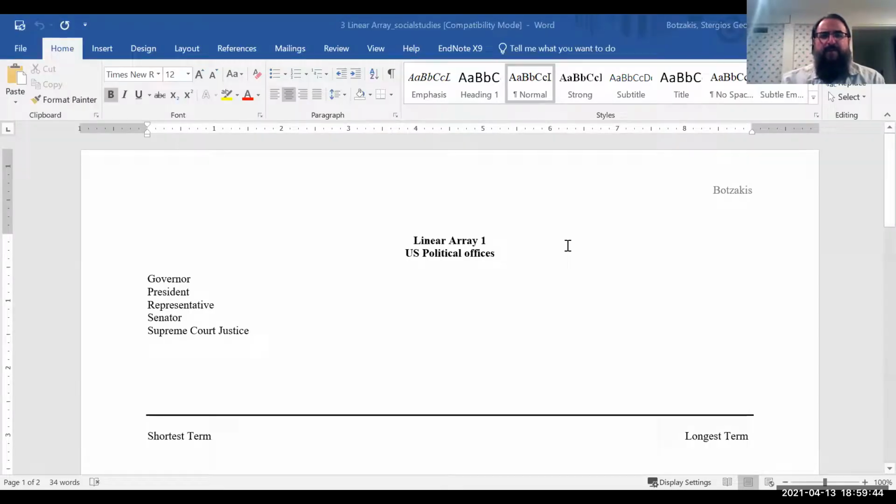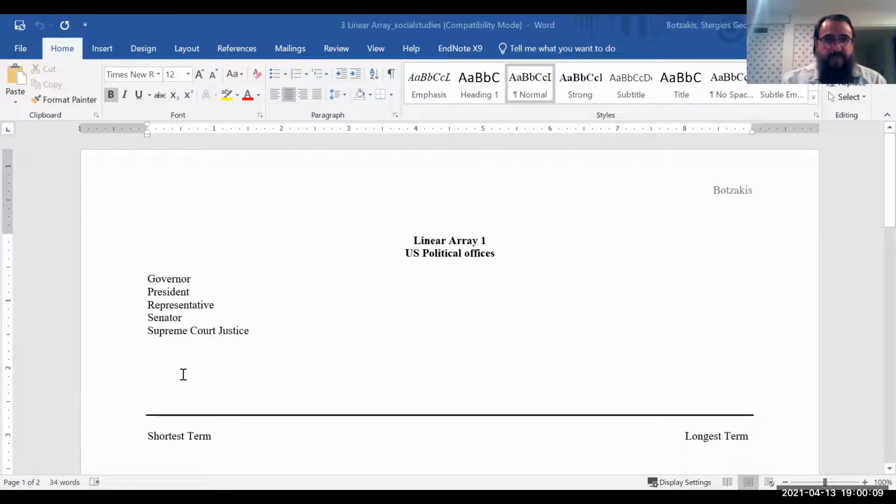I have multiple linear arrays, and I'm going to start with some social studies ones, being that I just did a math one. I have one on US political offices. For this one I decided to go with US government as the topic, as the discipline. So I put 5 offices. These are common US offices. And then I put them from longest term on the right to shortest term. So rate them: governor, president, representative, senator, Supreme Court justice.